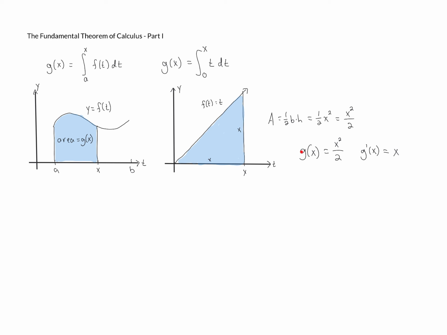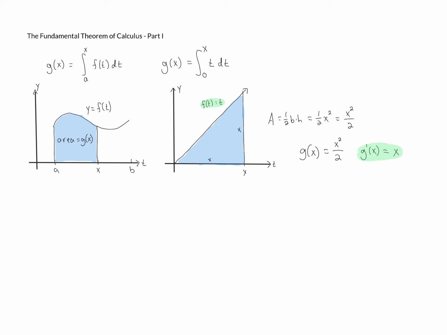So the derivative of this function is just x. And the original function that we started with, f of t, is t. If we compare those two, I'm going to highlight them just so that we can look at them. f of t equals t and g prime of x equals x. Even though these are using different variables, these are effectively the same function. These are both the function that takes the input and returns it as the output.